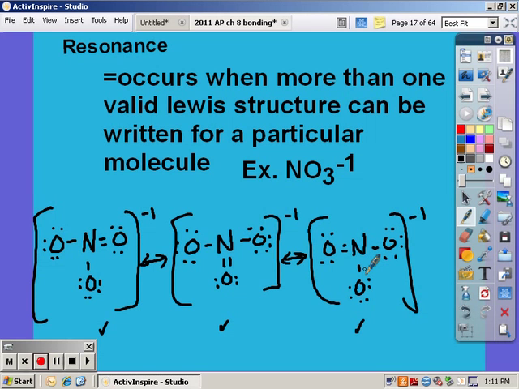You do not have to draw all of the Lewis structures if it doesn't say show all resonance structures. But be careful on the wording of the question.